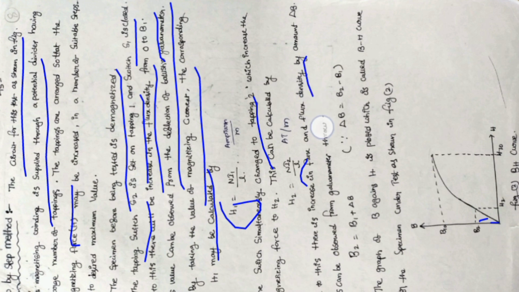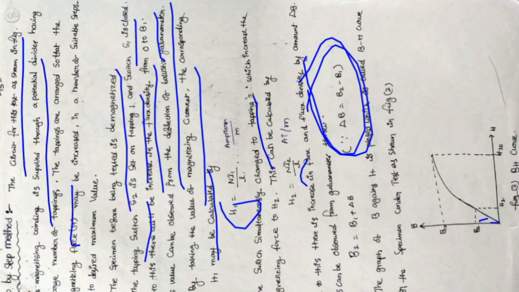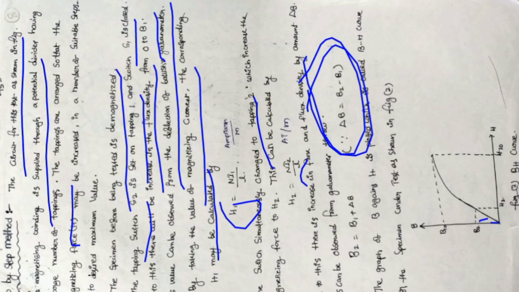Similarly, B2 can be obtained by the change of a switch: B1 plus delta B, the change in the flux density. You can calculate the change in flux density, and the B2 value will be obtained. Since we are using a ballistic galvanometer, it takes some time to go to the 0 position, hence we are adding to the previous value. B2 is B1 plus delta B.